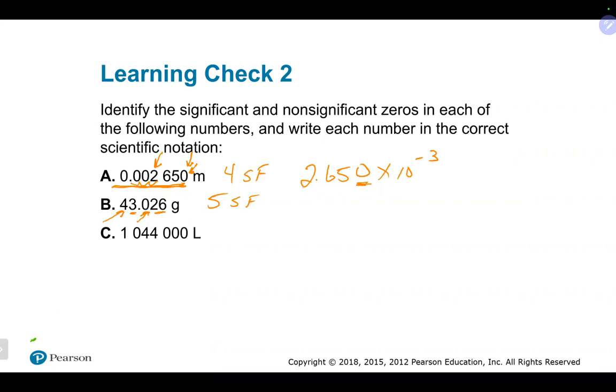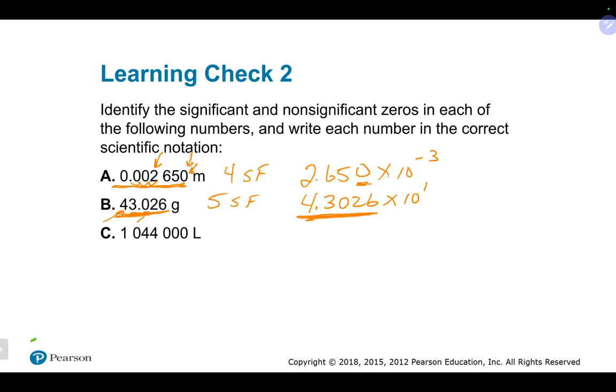To get this proper scientific notation, we have to roll to the left there. So that's going to be 4.3026 times 10 to the 1. This, once again, now has 5 significant figures, and this had 5 significant figures. So once again, we're not going to lose any significant figures along the way when we transfer it over.